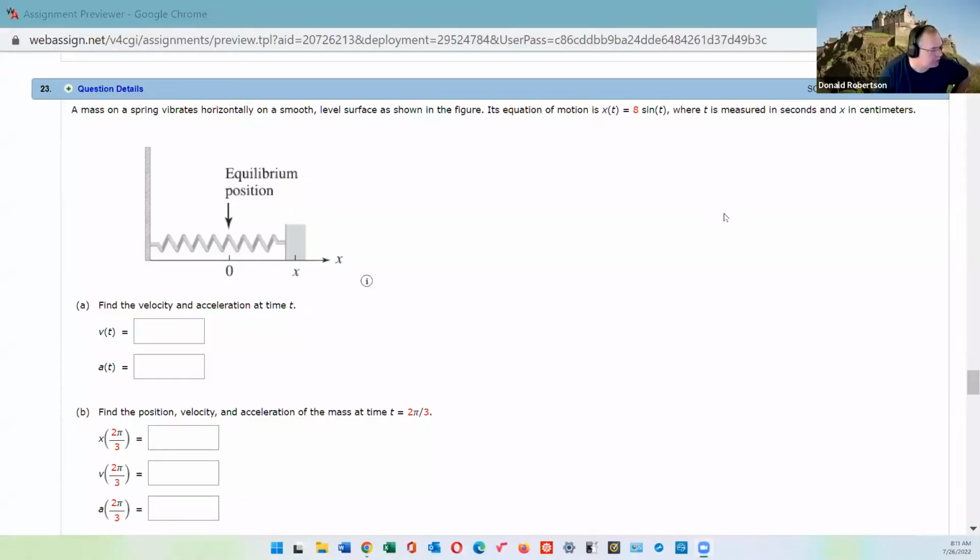And now we have one last thing to do. Kind of tidy this up, and that is applications. Let me show you the ones that they have in WebAssign. You should be looking at the mass of a spring question.